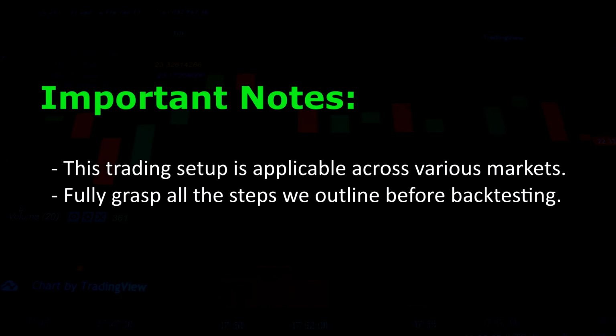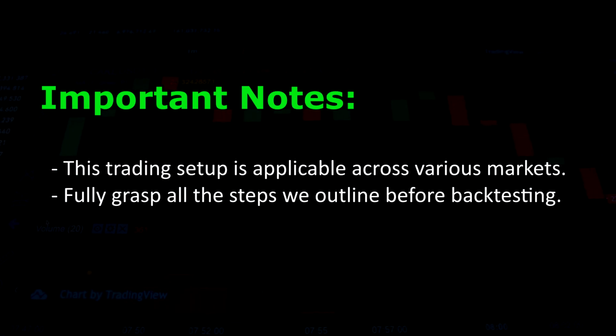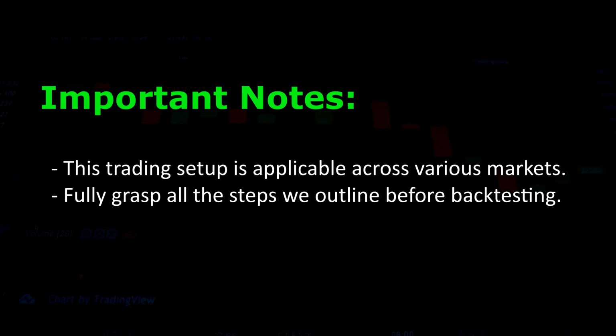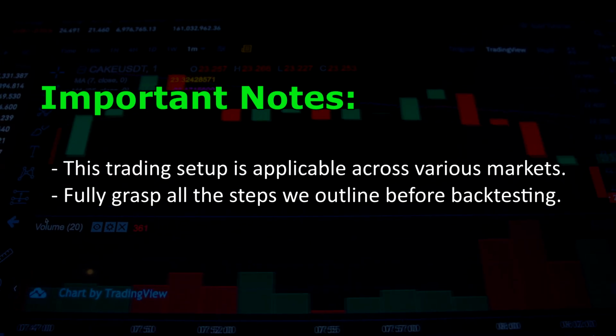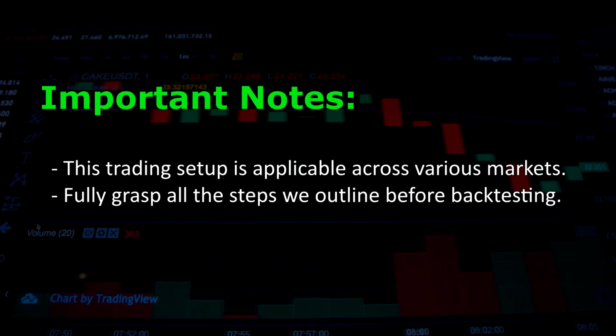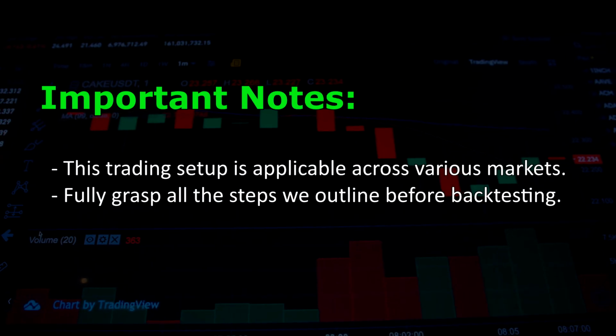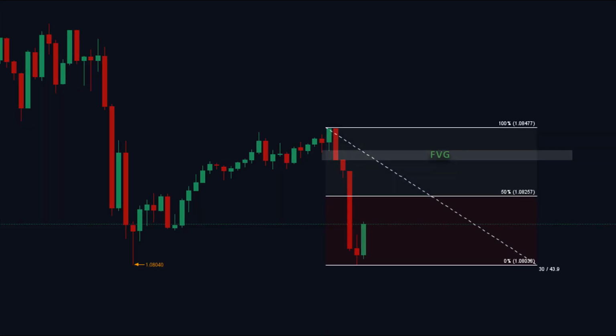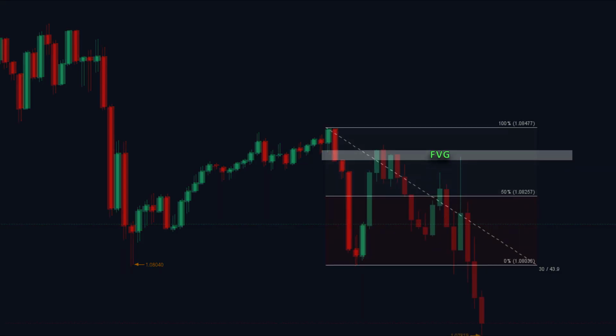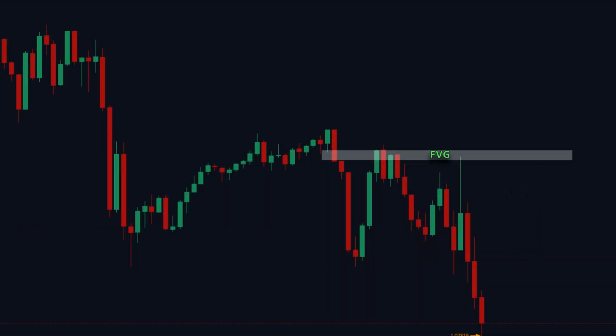Before we begin, here are two key points to keep in mind. First, this trading setup is applicable across various markets, since price action remains consistent. Second, it is essential to fully grasp all the steps we outline before backtesting or implementing this strategy live. The FVG trading strategy follows a systematic approach that incorporates multiple smart money concepts to enhance accuracy.